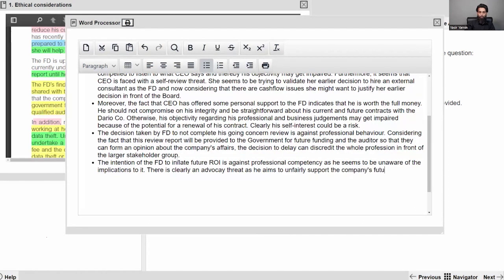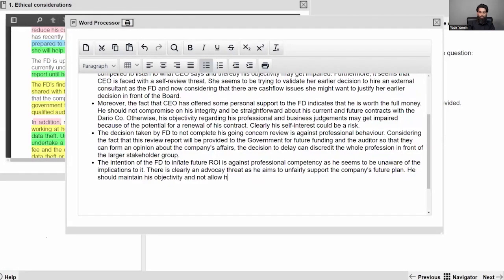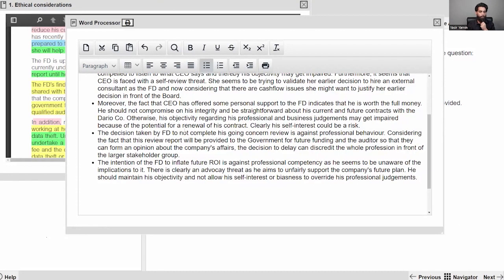He should maintain his objectivity and not allow his self interest or biasness to override his professional judgments. Make sense? Yes. So override his professional judgments. Now moving forward, what can be the next point?